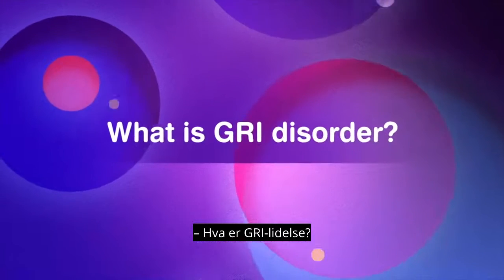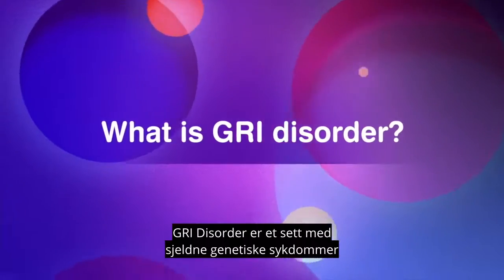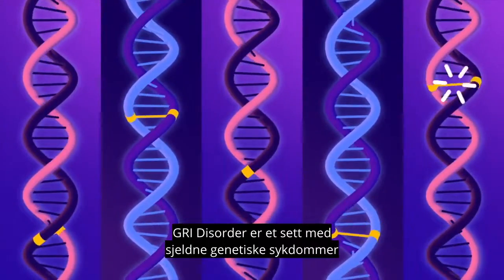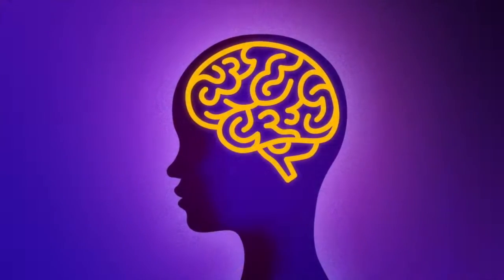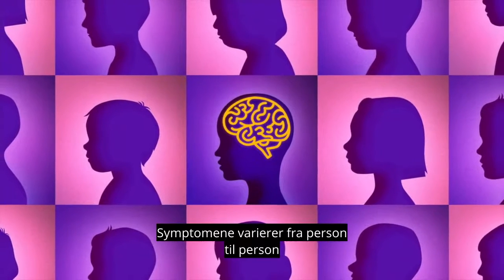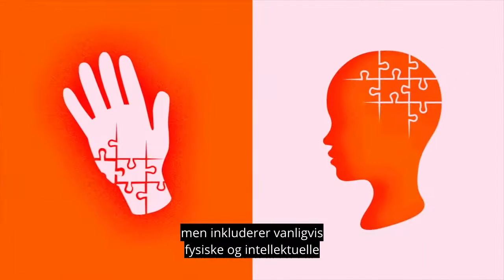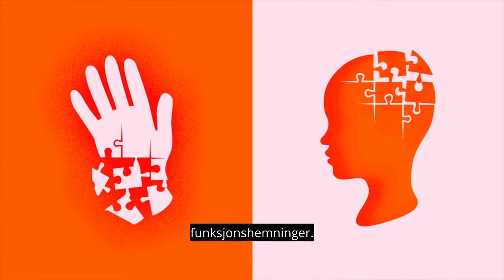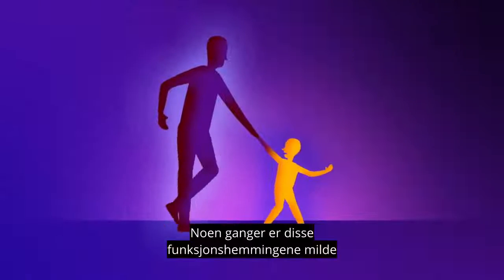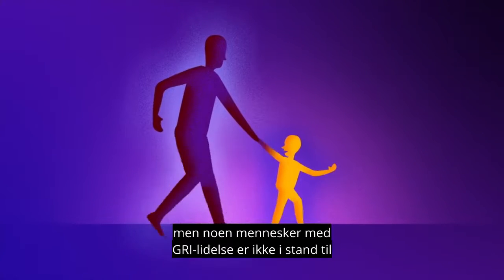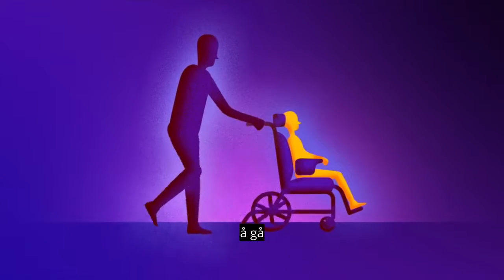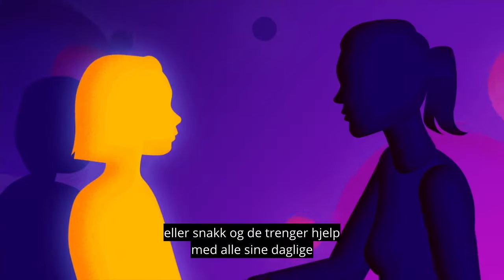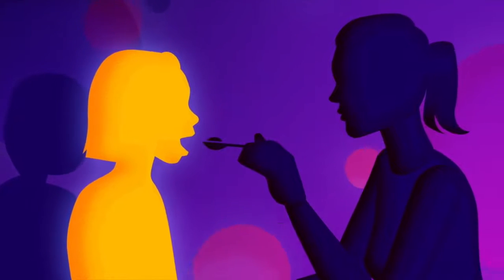What is GRI disorder? GRI disorder is a set of rare genetic diseases affecting the brain. Symptoms vary from person to person, but usually include physical and intellectual disabilities. Sometimes these disabilities are mild, but some people with GRI disorder aren't able to walk or talk, and they need help with all their daily activities.